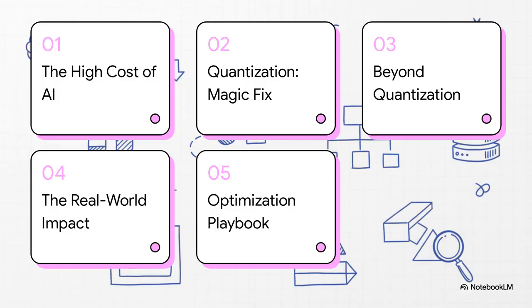So here's our game plan. First, we'll get into why AI costs so much in the first place. Then, we'll uncover the magic fix of something called quantization, plus a few other powerful tools. We'll see the insane impact this has on cost and speed in the real world, and we'll finish up with a super practical playbook so you can do this yourself.